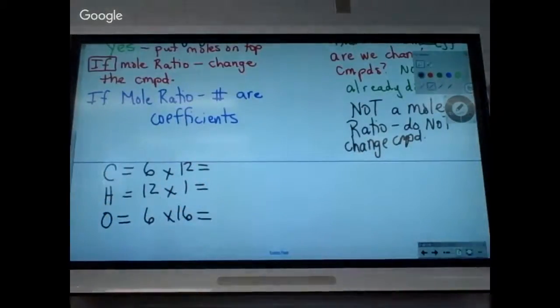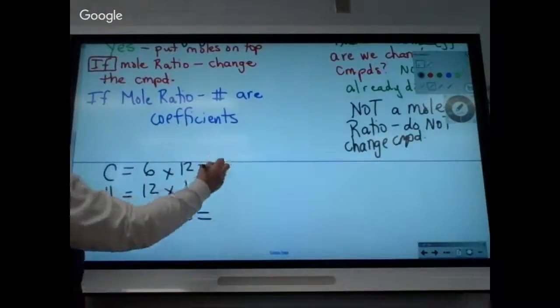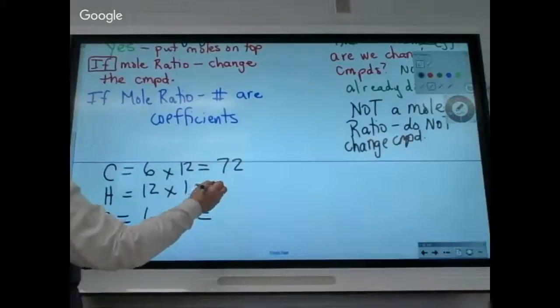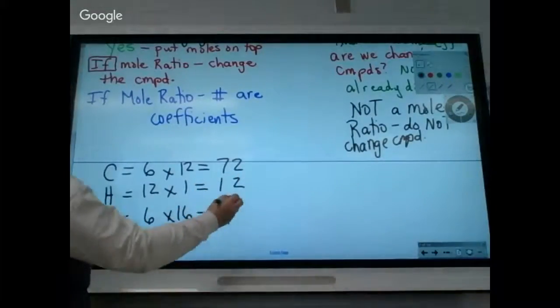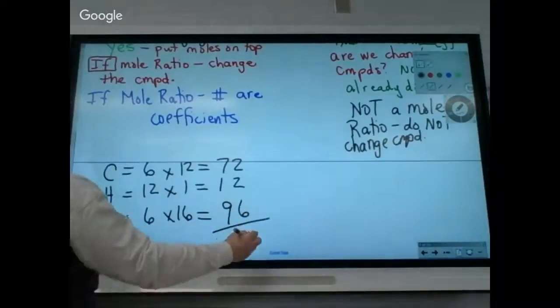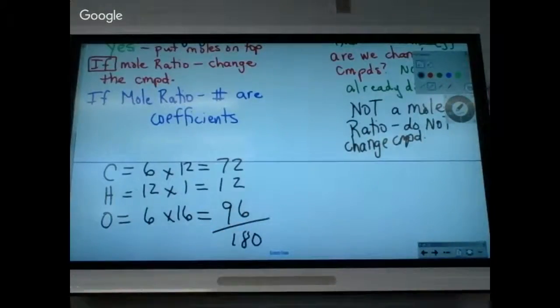All right, so there's 6 carbons, 12 hydrogens, 6 oxygens. The mass of carbon is 12. The mass of hydrogen is 1. Mass of oxygen is 16. I looked those up on the periodic table. 72, I think. 12. 96. What is that? 180.